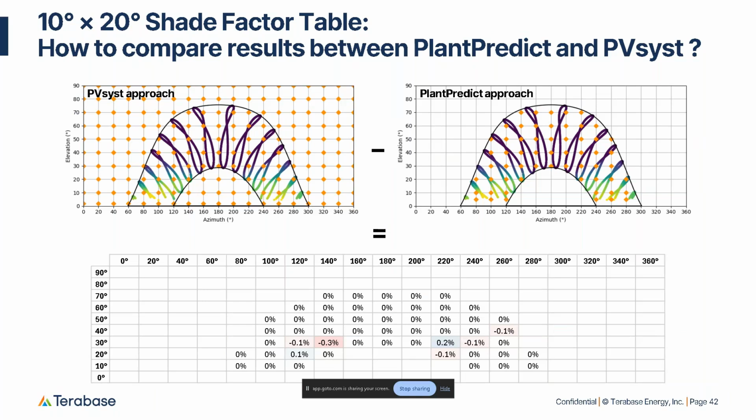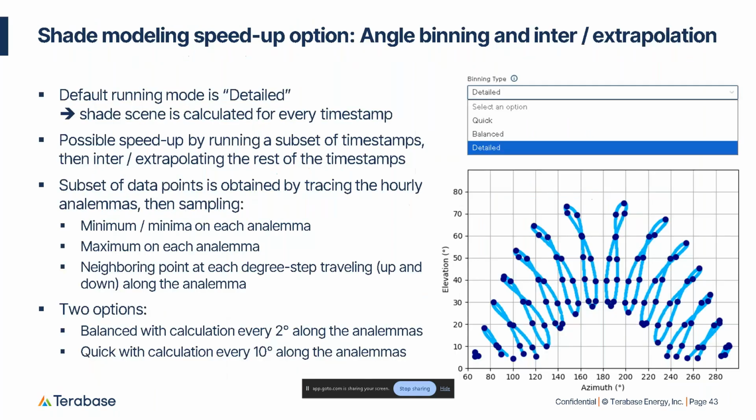So speed, we think, is one of our biggest advantages. And in most cases, we don't think that people will need to do any binning or interpolation or really reduce the number of timestamps they want to measure. But we still offer this option. So the default running mode is detailed. We resolve the shade scene for every single time step.